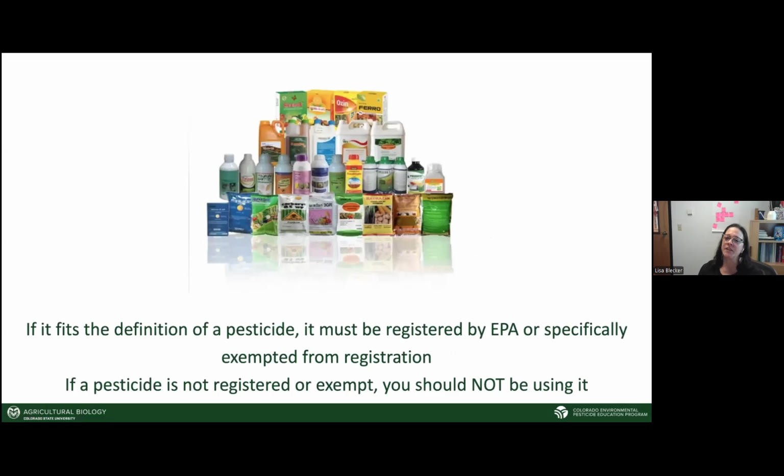So if what's going on fits the definition of a pesticide, it has to be registered by the Environmental Protection Agency or specifically exempted from registration. So if a chemical that you're using to cause harm to a living thing is not registered or exempt from registration, simply put, you should not be using it.